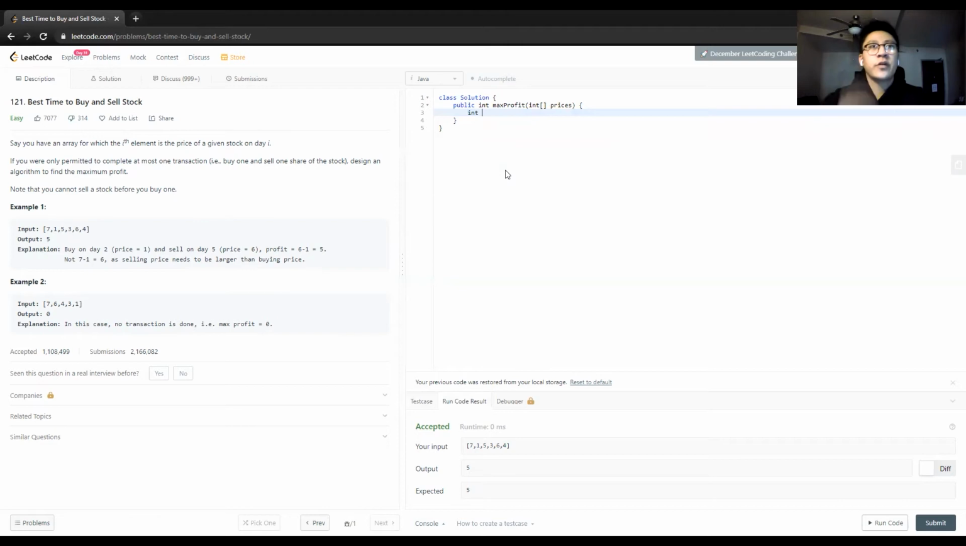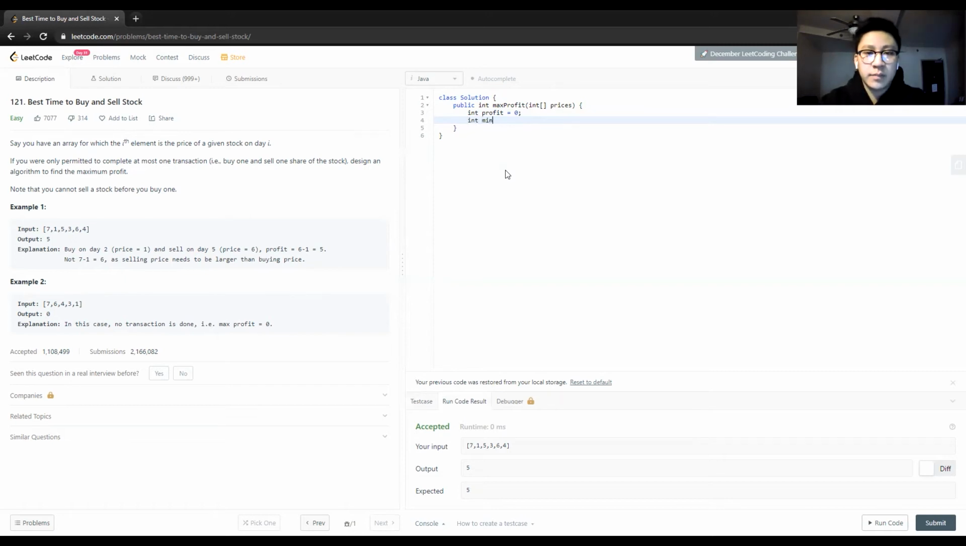So first, let's do a better job of naming our variables here. Let's have profit equal to 0, because you know that's the minimum. It's never going to be lower than 0 because you never have a negative value here.